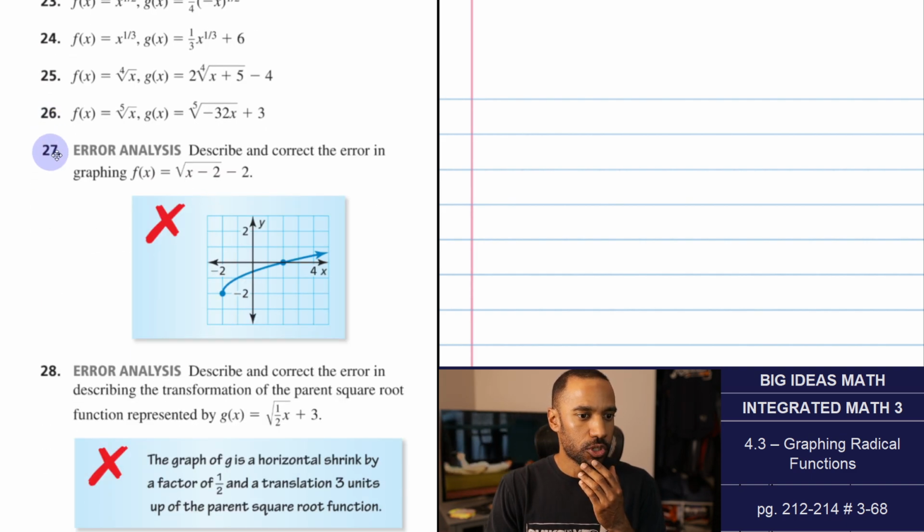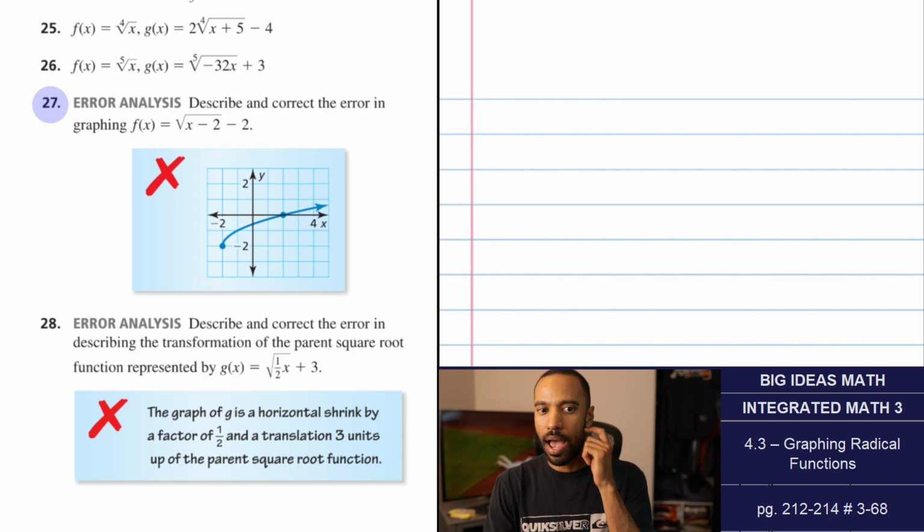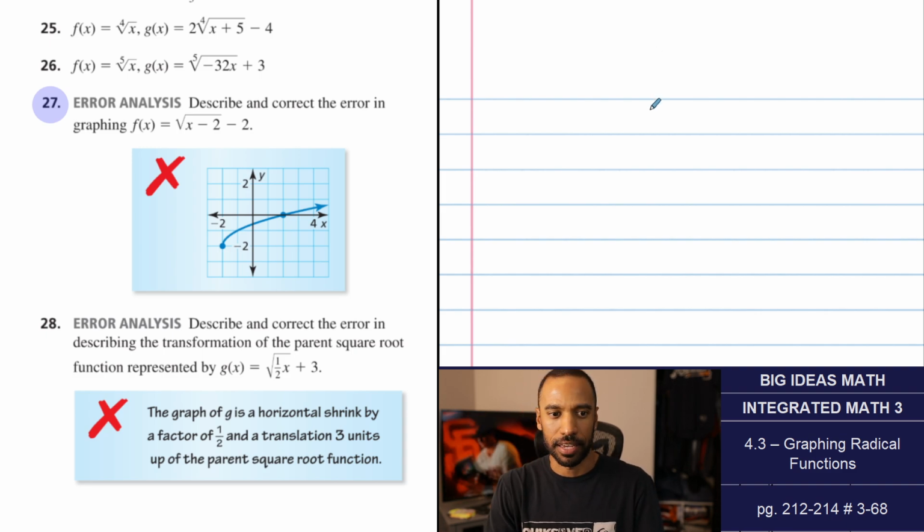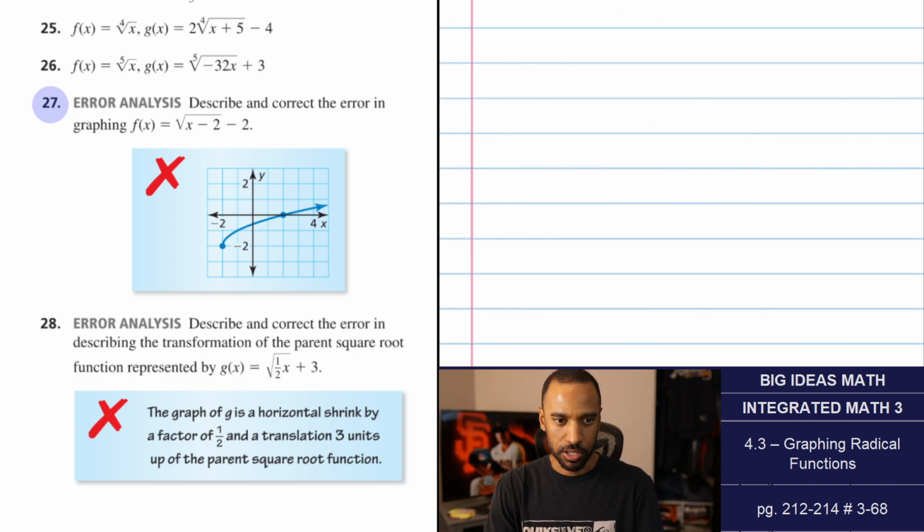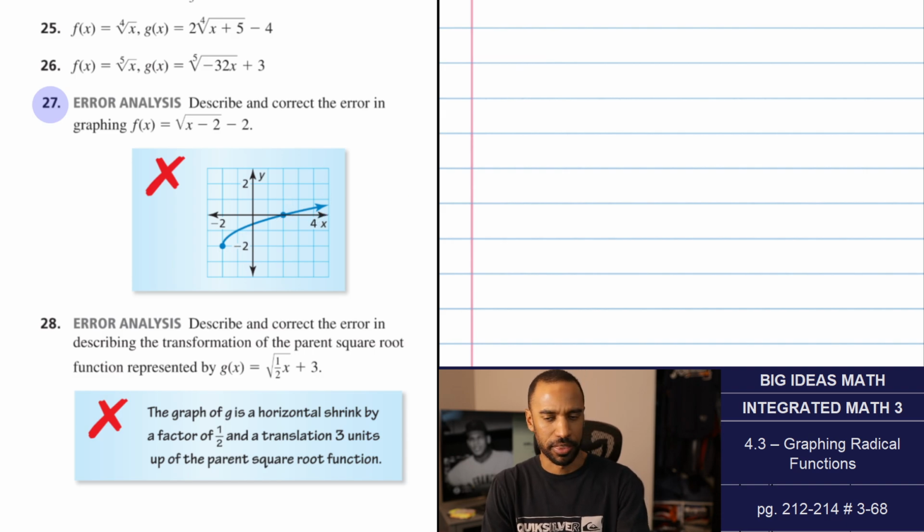27 and 28 are error analysis. Describe and correct the error in graphing f of x equals square root of x minus 2 minus 2. As far as our knowledge of transformations go, they went left 2 instead of right 2. The minus, we got to do opposite. So they should be down here. All right. I'll probably graph it there. I'll just do the same thing. So number 27.